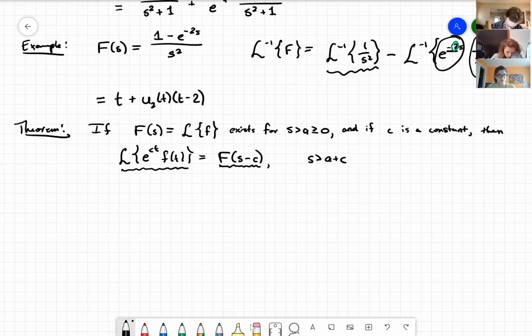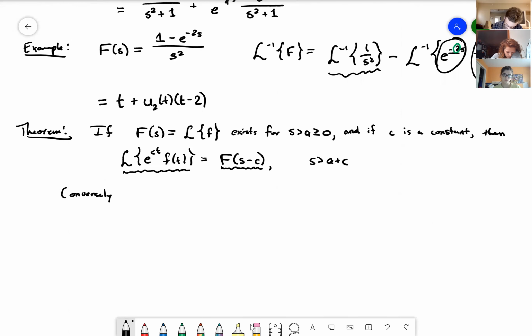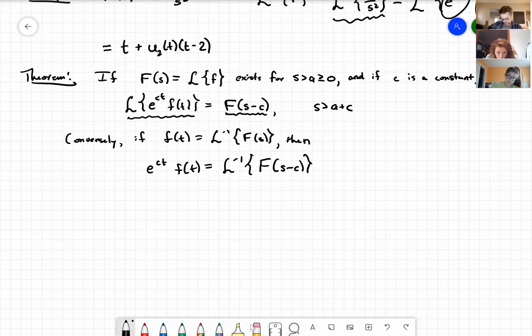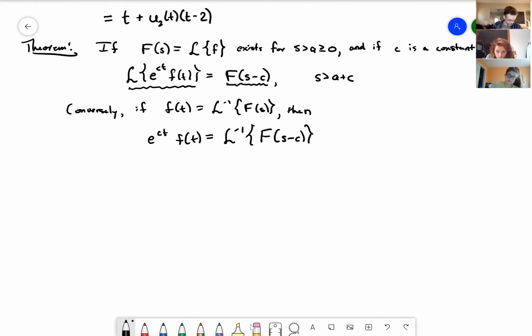So going in the other direction, if f of t is equal to the inverse Laplace transform of F of s, then we have e to the ct times f of t is equal to the inverse Laplace transform of F of s minus c, so the shifted version of the Laplace transform. So that's interesting that the Laplace transform turns shifting into multiplication by an exponential in both directions.